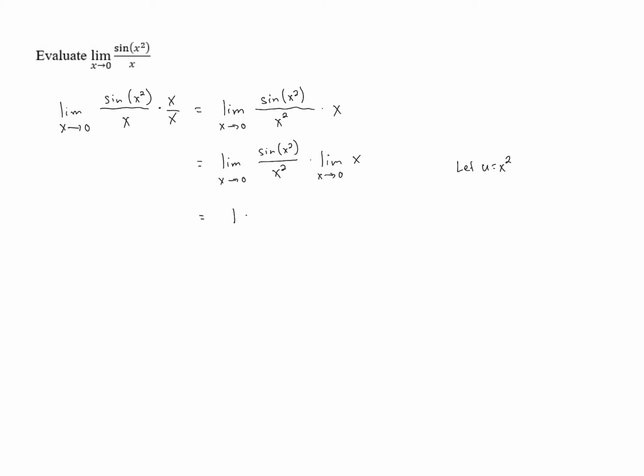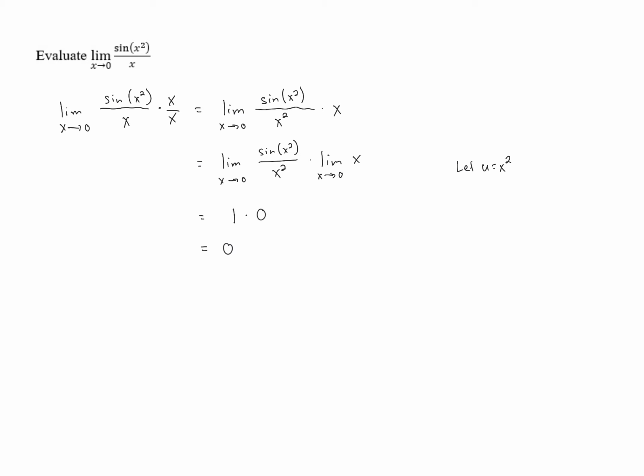And then times the limit of x as x approaches 0. We can use direct substitution here. When we plug in 0 for x, that gives us 0. And 1 times 0 is equal to 0. So this initial limit is, in fact, equal to 0.